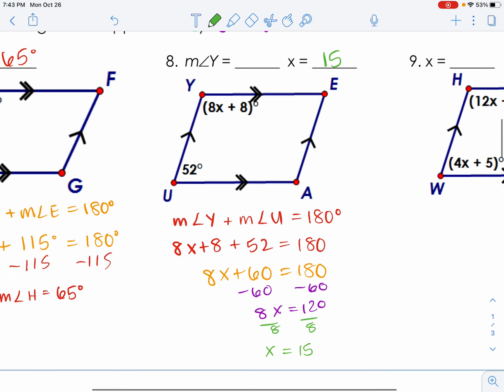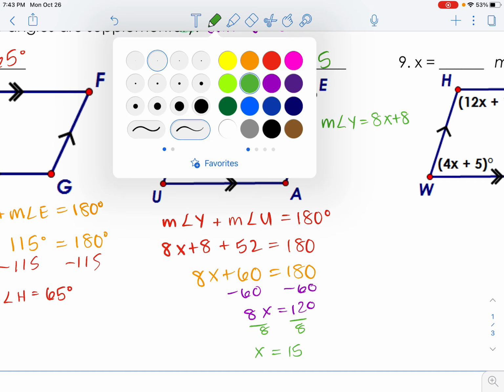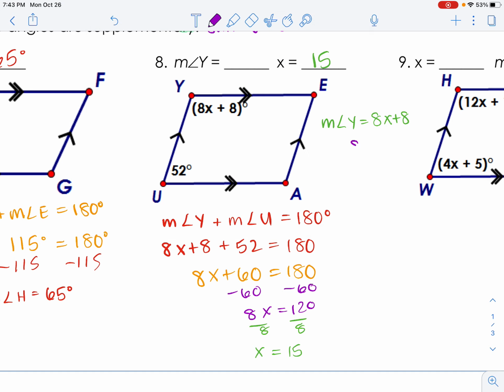Now we're going to use that to solve for the measure of angle Y. So we know the measure of angle Y equals 8x plus 8, and I'm going to plug in. We know that x is 15. So when I plug this in, 8 times 15 is 120, plus 8 is 128. If you want to double check, just do 128 plus 52 and make sure it equals 180.